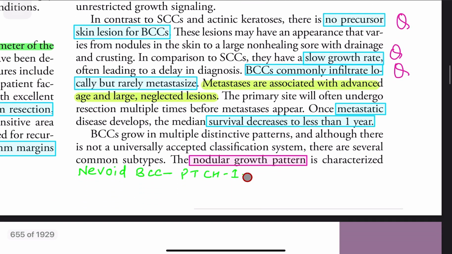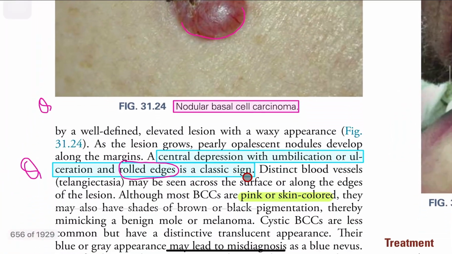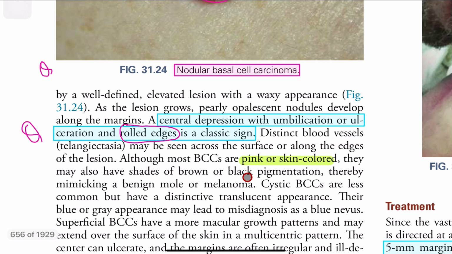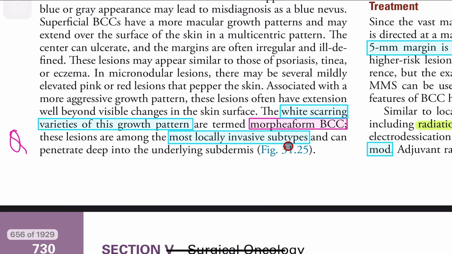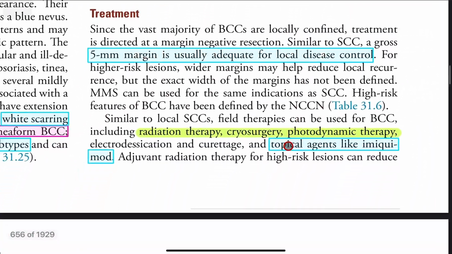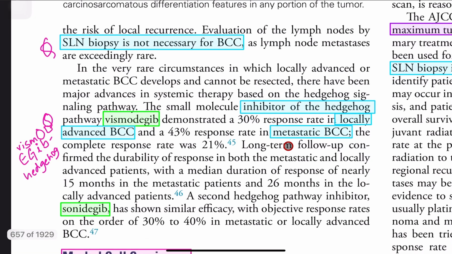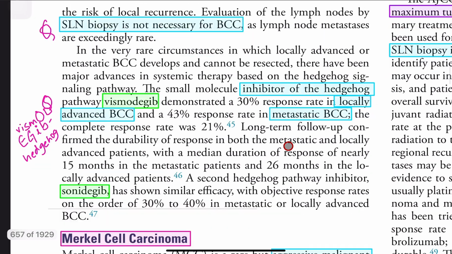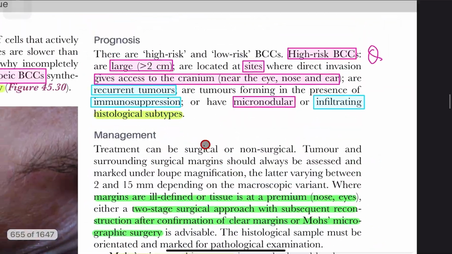Fifth point, nodular variety is the most common variety. Sixth point, rolled edge is the classical sign. Seventh point, morphea form BCC has the worst prognosis. Sentinel lymph node biopsy is not necessary for BCC. Important point. That's it, these are the eight points.